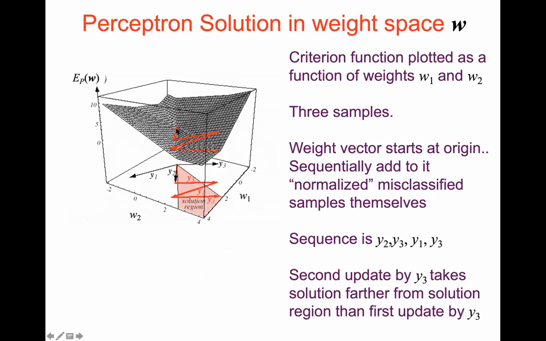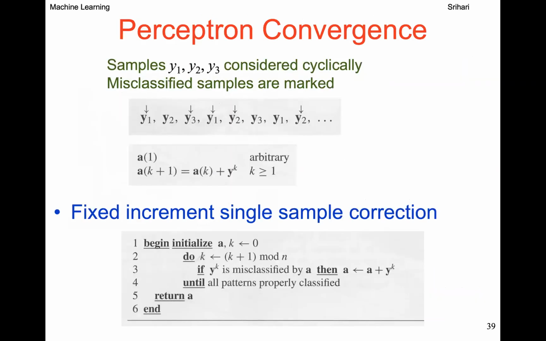And so we proceed in a way that it keeps changing. I guess maybe the solution is over here at another point. Okay, so maybe it's this point we're heading towards. So we are zigzagging to find the solution. This is the idea of perceptron training. So, perceptron convergence. But first, what does the perceptron do?